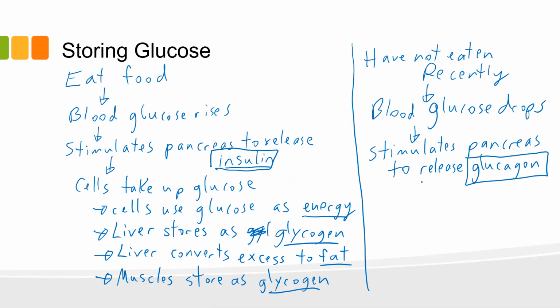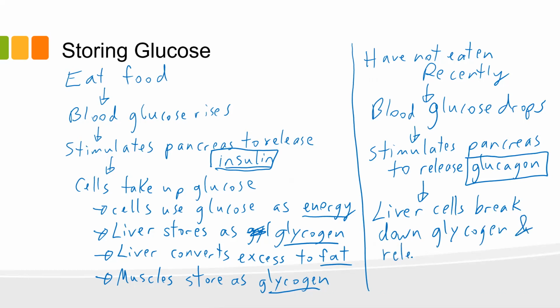So when your blood glucose drops, this basically tells your liver to, let's break down some glycogen. So your liver cells break down glycogen, and then they release glucose into the blood. So that's basically what is happening here.